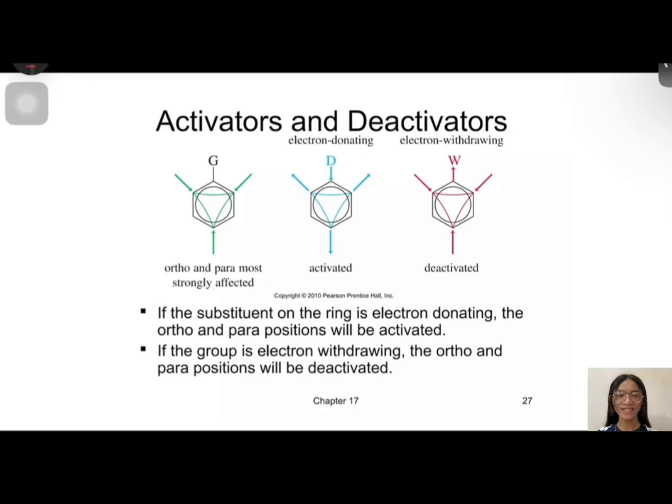Next is activators and deactivators. This is the ortho and para strongly affected. If the substituent on the ring is electron donating, the ortho and para positions will be activated. This one, electron donating, activated. If the group is electron withdrawing, the ortho and para positions will be deactivated. This one, electron withdrawing, deactivated.